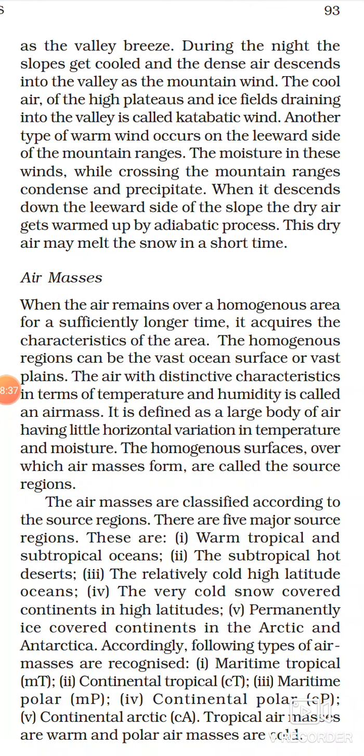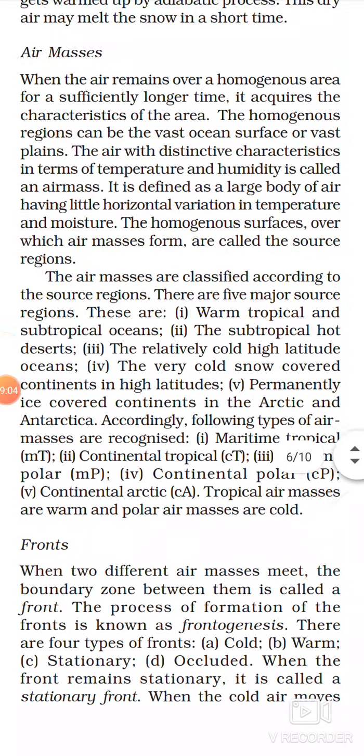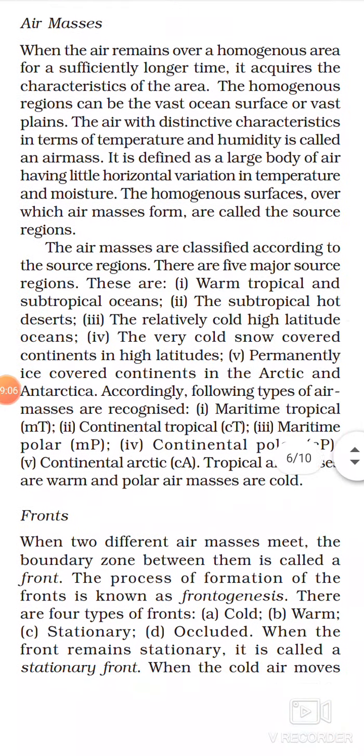Similar is the case when the sun sets: the solar insolation decreases, so the cooler air gets into the valley, descends into the valley as the mountain wind. This cooler air of higher plateaus of ice trailing into the valley is called the katabatic wind. So it is quite similar to the phenomena we studied before in the land breeze and sea breeze.